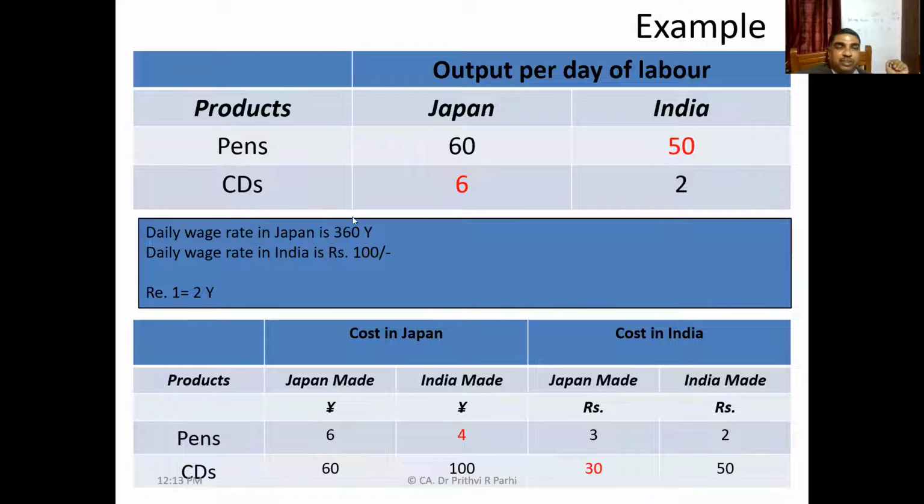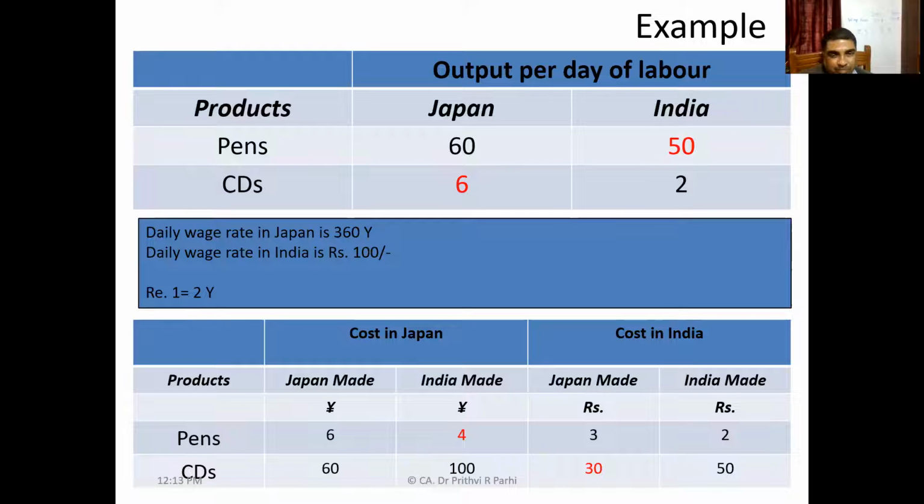360 yen each. For 360 yen, for 1 day, you are producing 6 CDs. So what is the cost per CD? 60. So 360 divided by 6, you are calculating 60. So this is the cost of pens and CDs if Japan produces them itself in its country. Because if it produces here, it has to pay 360 yen in both cases. Per pen cost will be 6 yen. Per CD cost will be 60 yen.